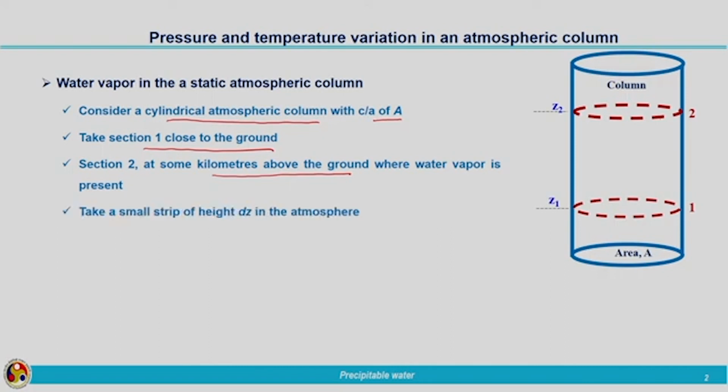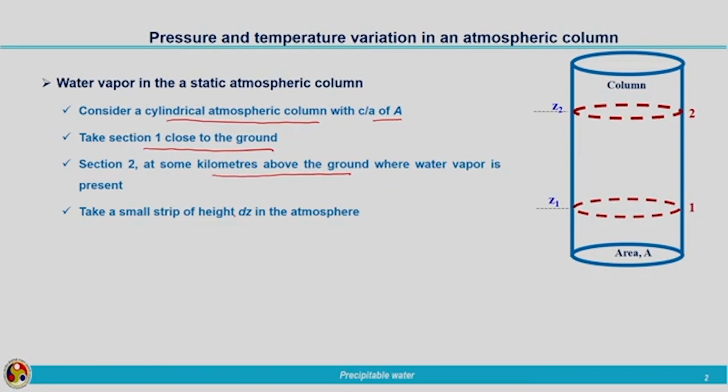Now, whatever analysis we are doing, initially we will be considering a small elemental strip, and the properties or quantities within the elemental strip will be calculated. After that we can extend it to the entire column by integrating that particular quantity. In a similar way, here also we are considering a very small elementary strip which is having a height dz in the atmosphere. So, this is the elementary strip which is having a depth of dz.